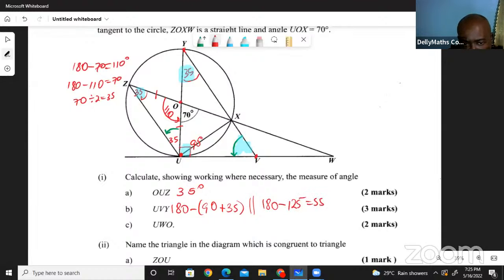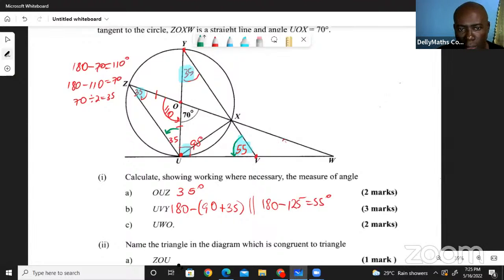55 degrees right here, right? So we have our 55 degrees right there. Very good, Chad, very good, Octavia. Our 55 degrees right there. And now what they want us to find is U, W, O. So from U to W to O. Now they're asking us to find this right here.